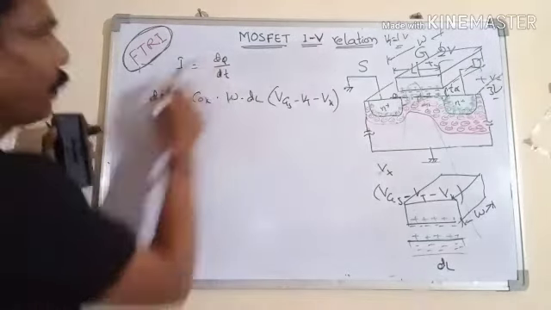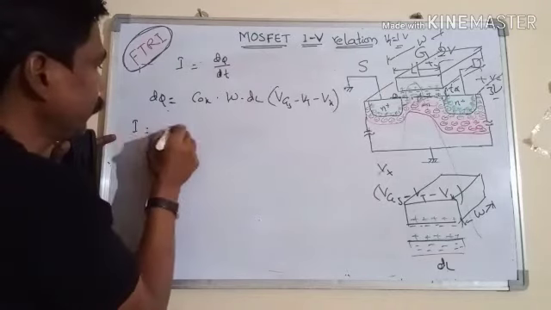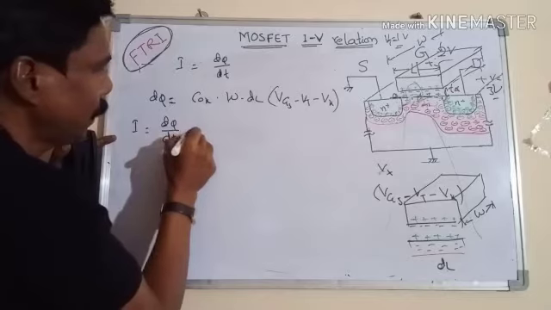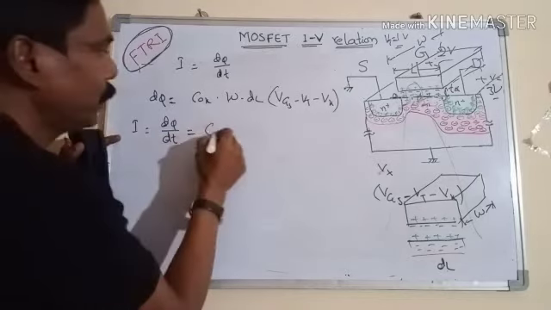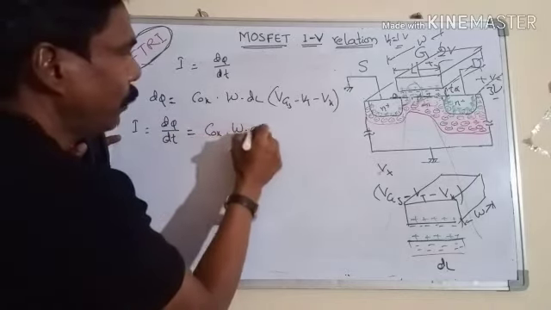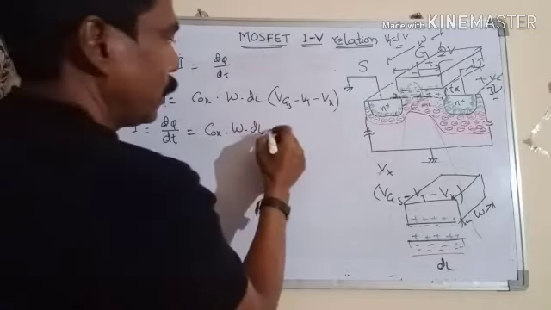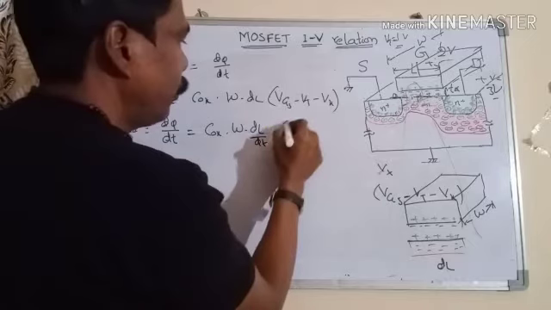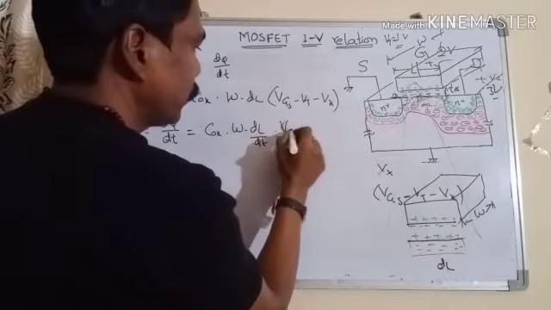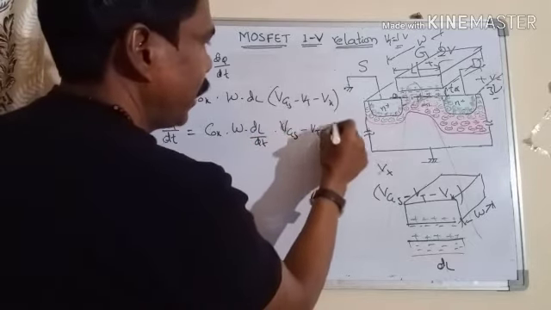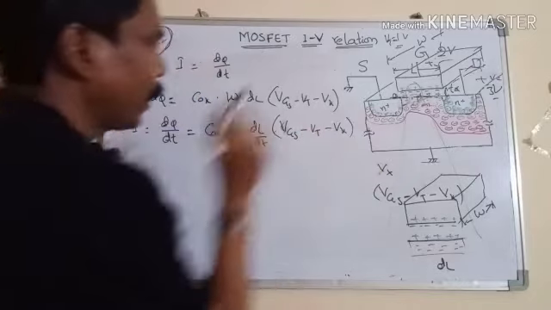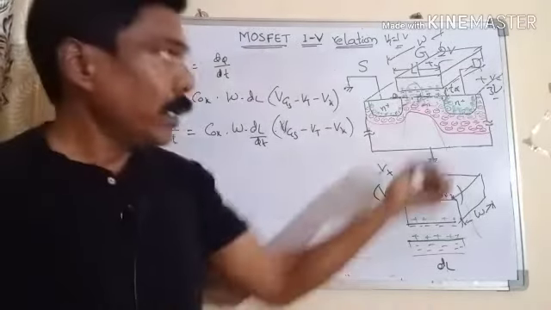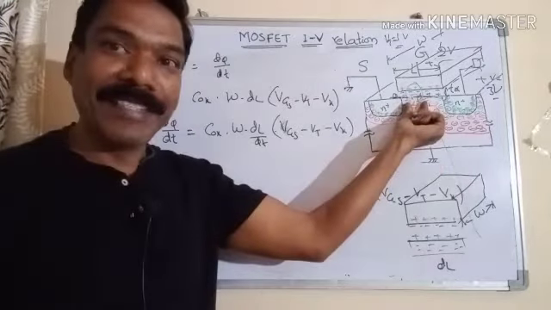Now what is the current? Current is given by dq by dt. That is equal to Cox into W into dl by dt, into VGS minus VT minus Vx. Now I have taken just an elemental channel here.